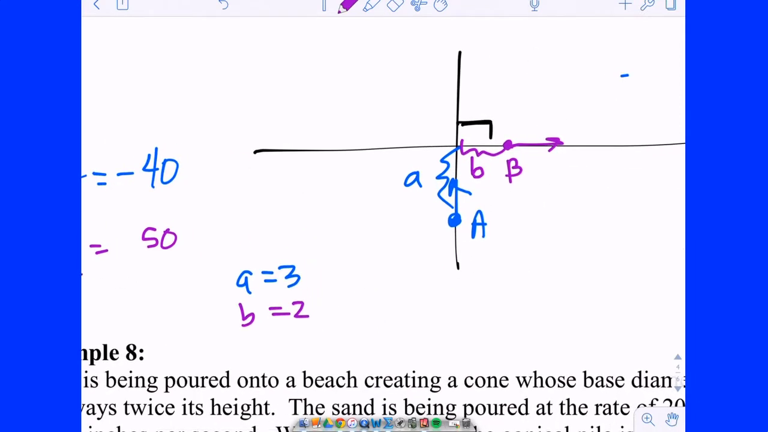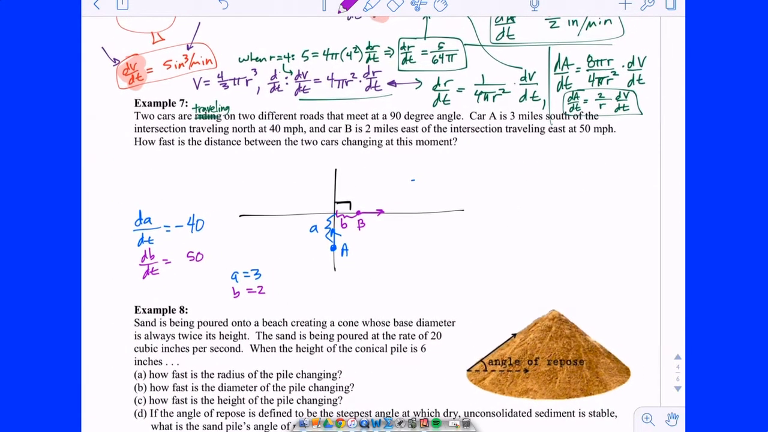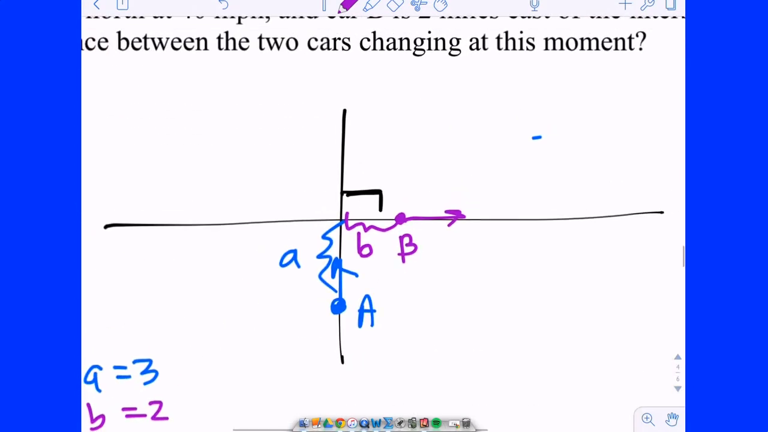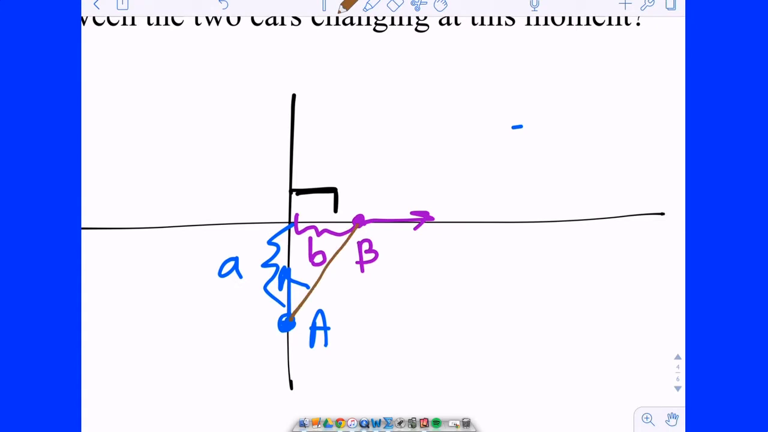Positive. It's moving away from the intersection. So the intersection is our point of reference here. And then it says, at that moment, how fast is the distance between the two cars changing? All right, so I'm going to go ahead and draw that with this brown line right here.